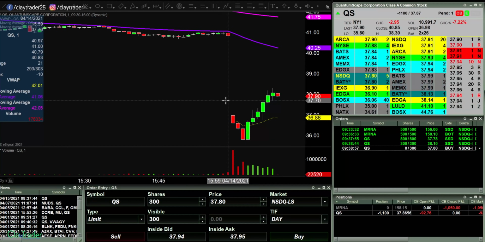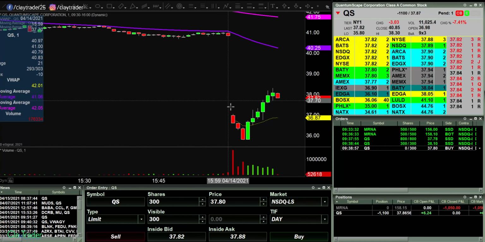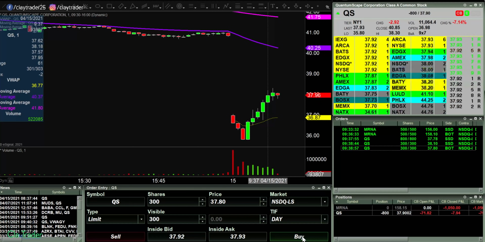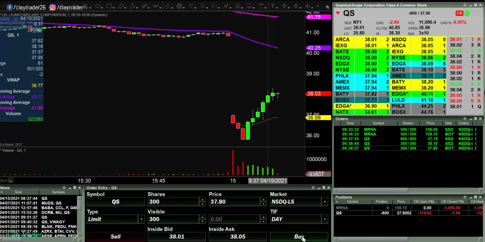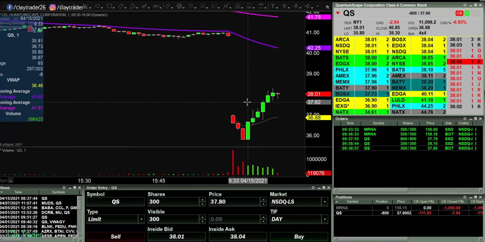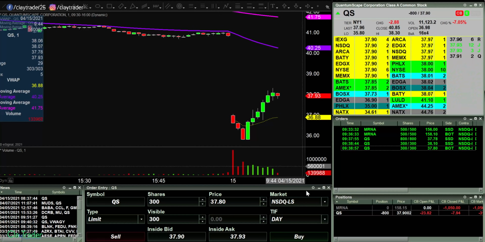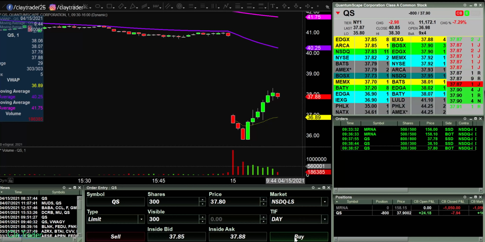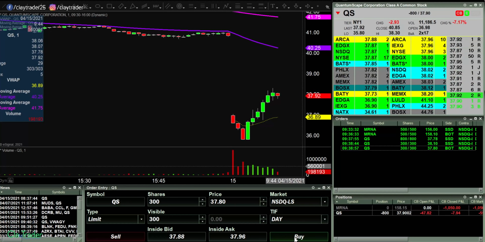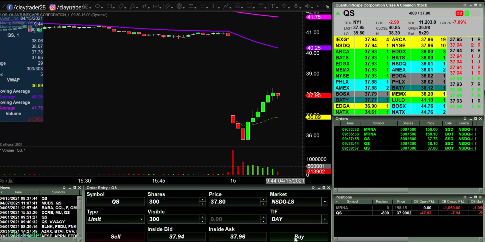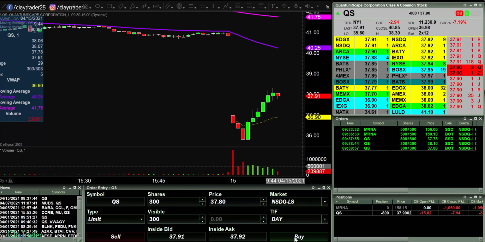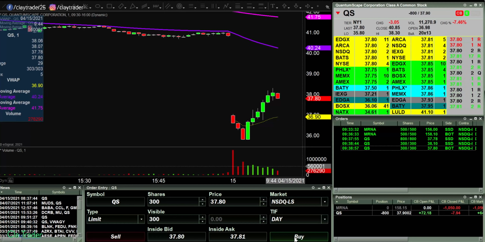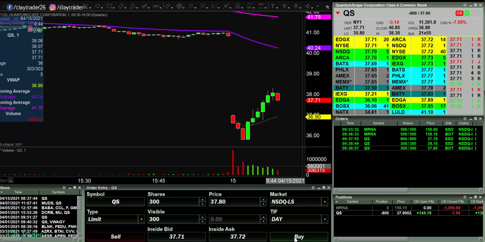What is that right there? 37.70. Okay, pulled out some at 37.80. But then once again bounced. It does not want to give up this area down here around the 37.70s. See if it wants to give it another go. See, 37.80s still trying to. There we go.